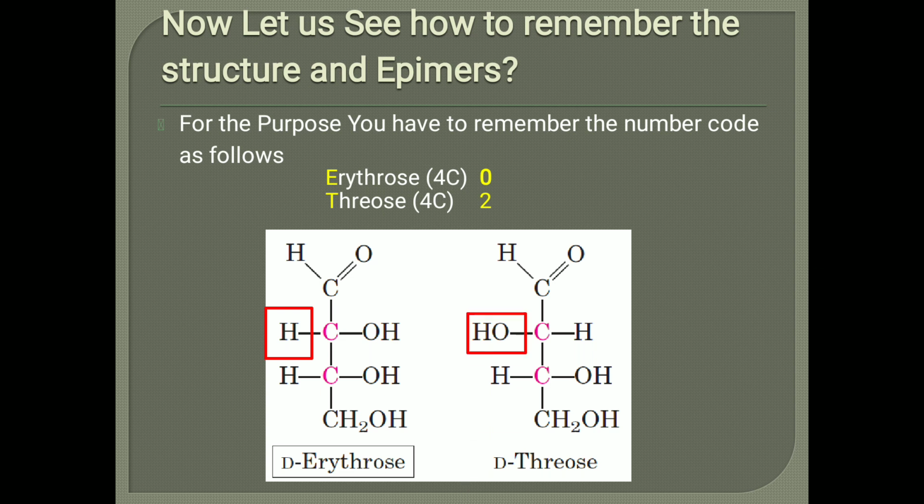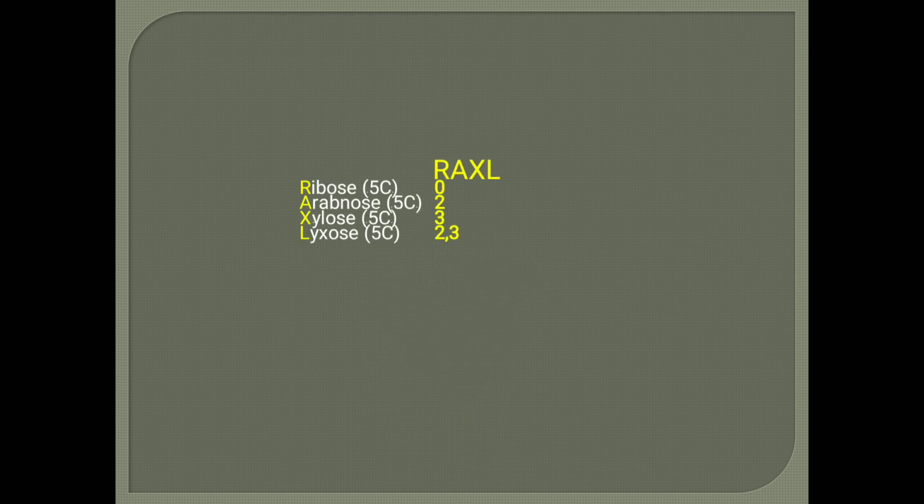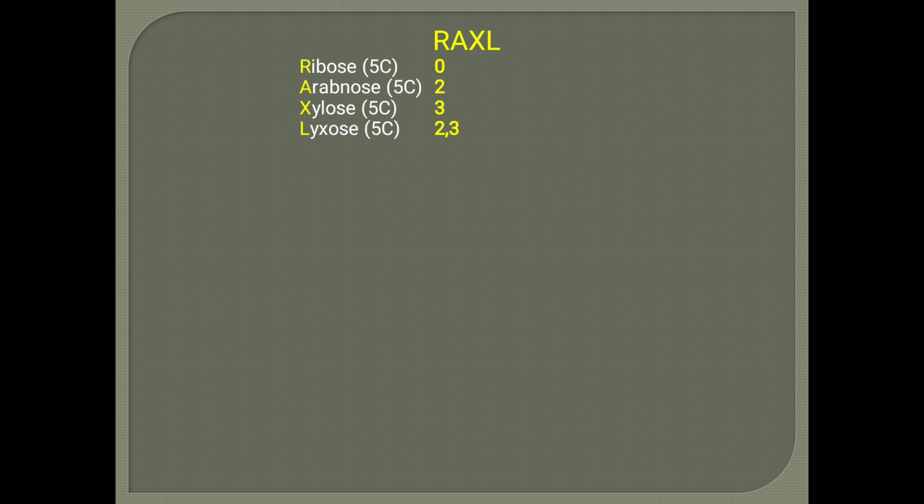Now let us see this particular one for the pentose sugars, Raxyl. So the Raxyl code is also easy. R, first one 0. X, second one 2. L, third one 3. It's easy to remember. You don't have to remember it separately. It is in the order only. Raxyl: R is 0, A is 2, X is 3, and lyxose, it will be common, so 2 and 3. So it will be going on like that.